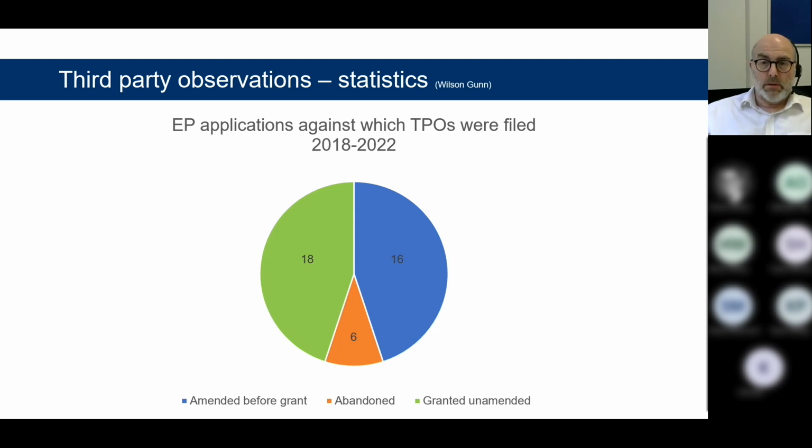6 were knocked out, 16 were amended. And again, in most, the observations relied just on one piece of prior art, and so other prior art could be used to challenge an eventual granted patent.